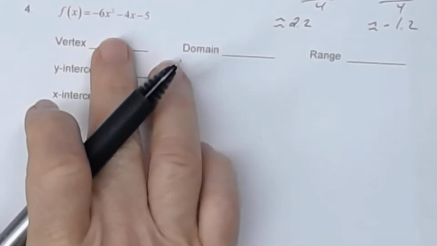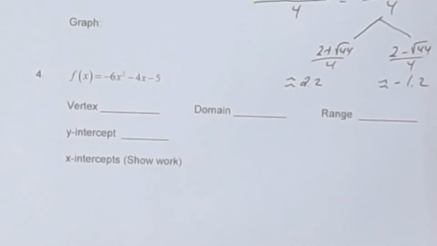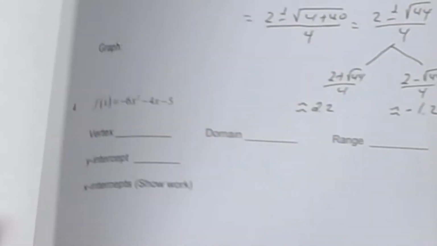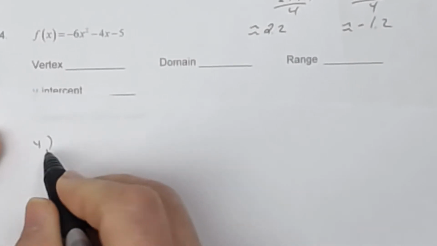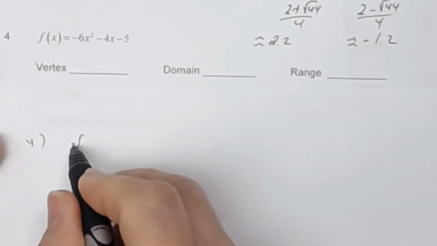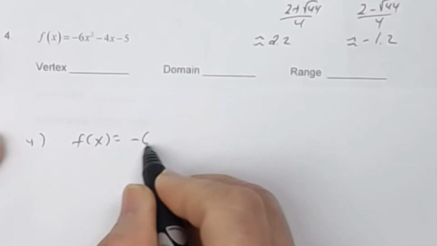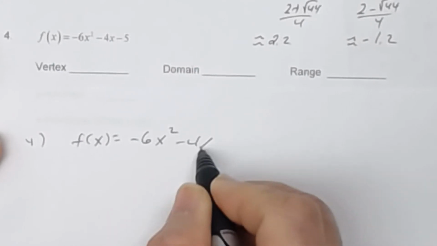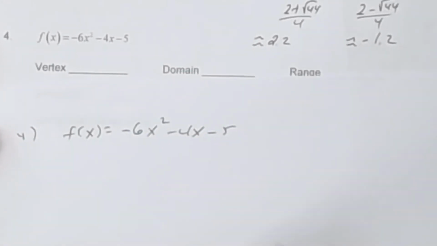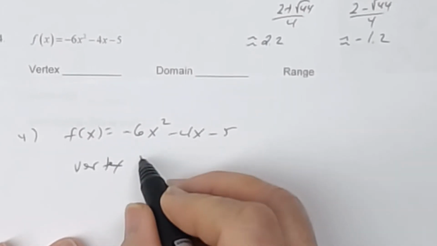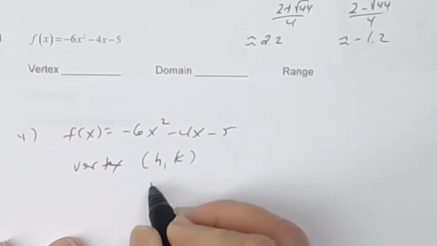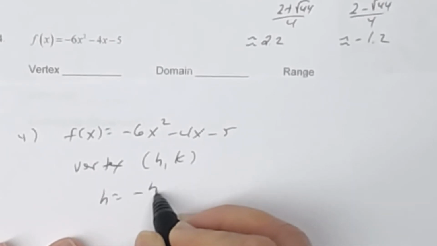All right, now let's look at the next one, this one. So let's do that one. Okay, so let's find the vertex. I'm going to go ahead and do this on another sheet of paper. So this is going to be number 4. My function is f of x equals negative 6x squared minus 4x minus 5. All right, so we need to find the vertex. When graphing, you're always going to find the vertex. So the vertex is (h, k), where h is negative b divided by 2a.